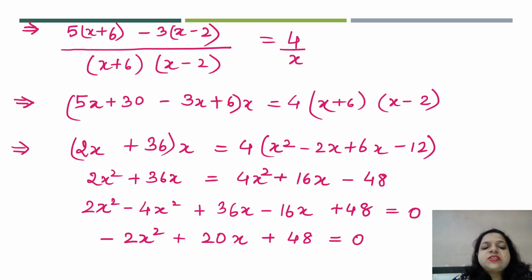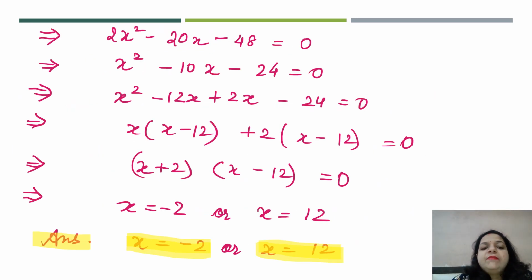Okay. We are bringing all the terms on the left hand side. 2x square minus 4x square plus 36x minus 16x plus 48 is equal to 0. Now minus 2x square, because 2x square minus 4x square will give you minus 2x square, plus 20x plus 48 is equal to 0.